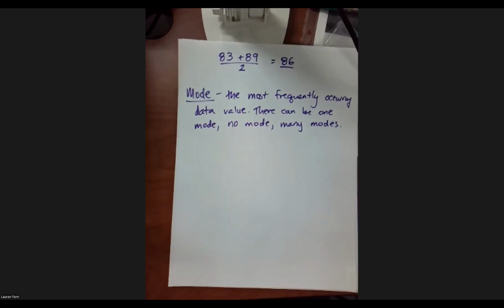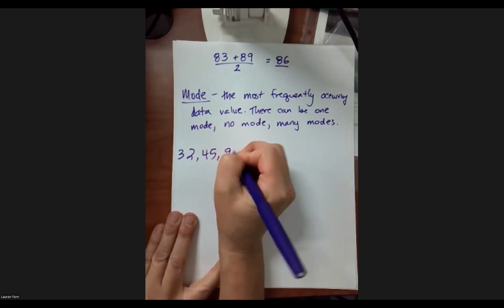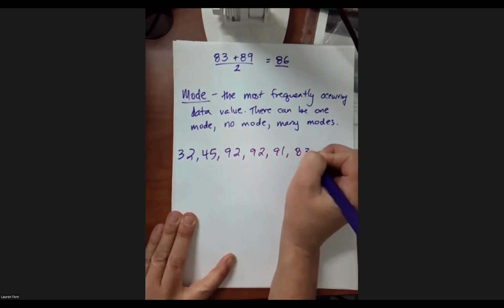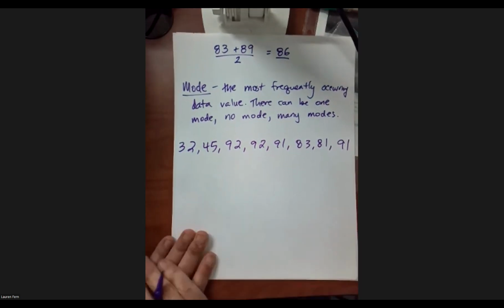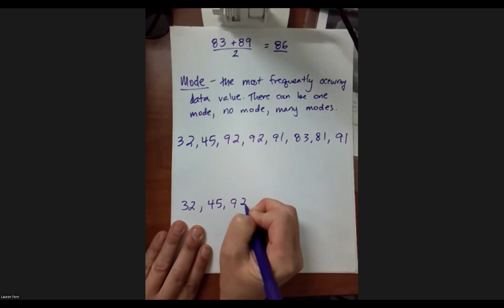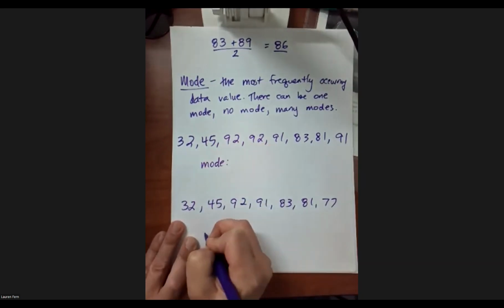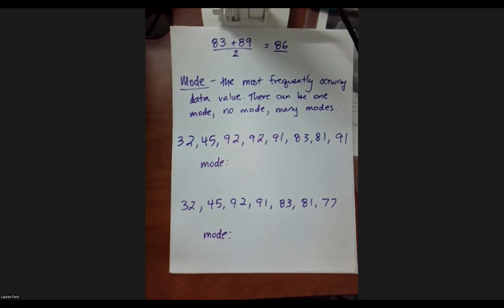Okay, so I'm just going to write down two very quick examples. So suppose we have this, and I'm just writing down a bunch of numbers. And then I'm going to write down one more bunch of numbers. All right. So in my top row of numbers, what's my mode? Or what are my modes?